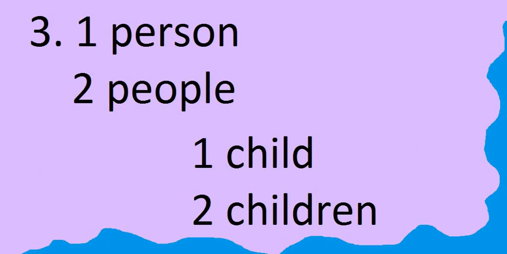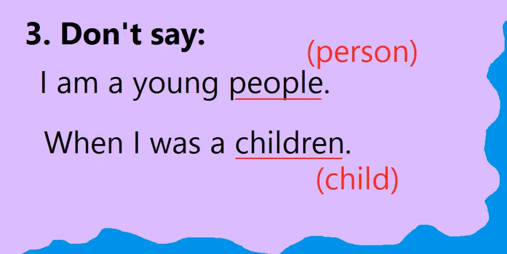Number 3, one person, two people, one child, two children. These are a couple of irregular plurals that people often get mixed up. They might say a people or a children, and these are wrong. So don't say I am a young people. It should be I am a young person. Or when I was a children. That should be when I was a child.